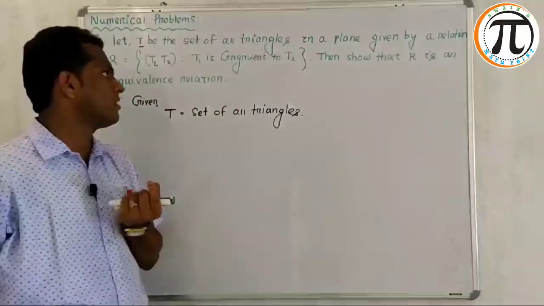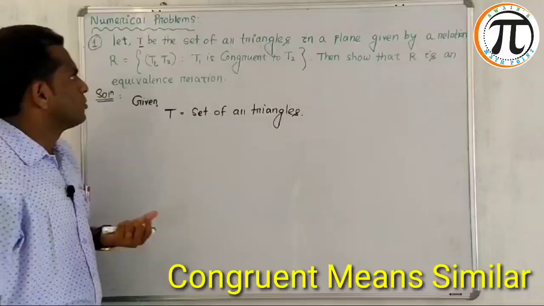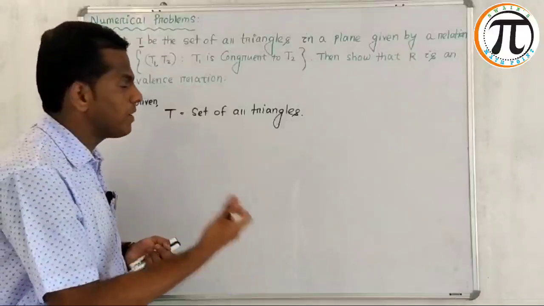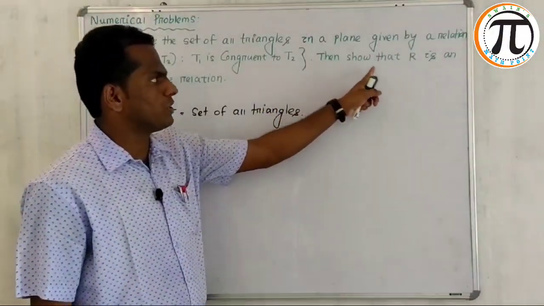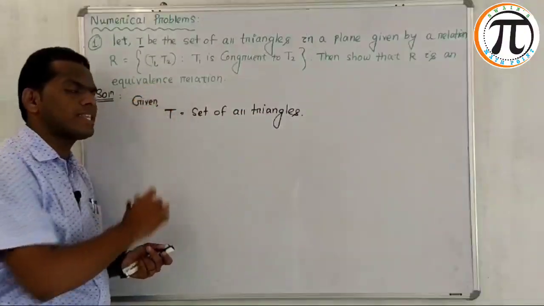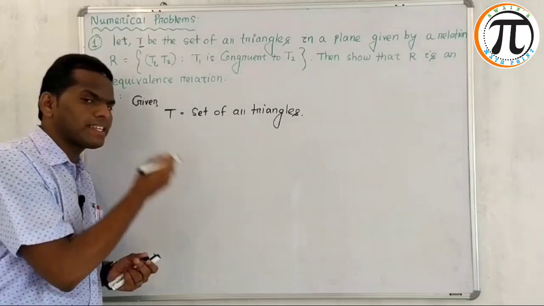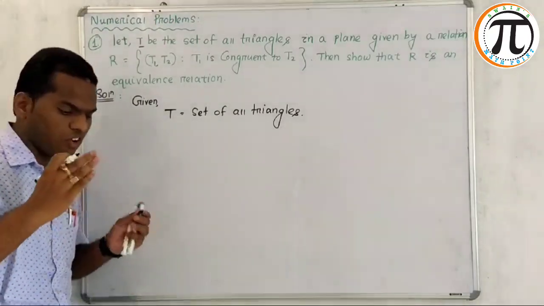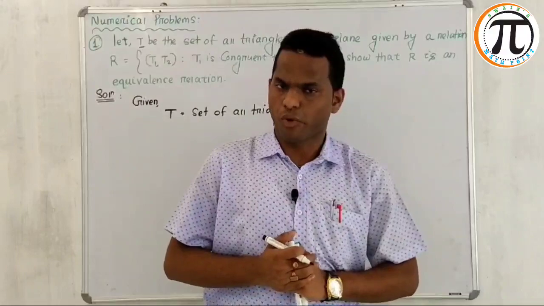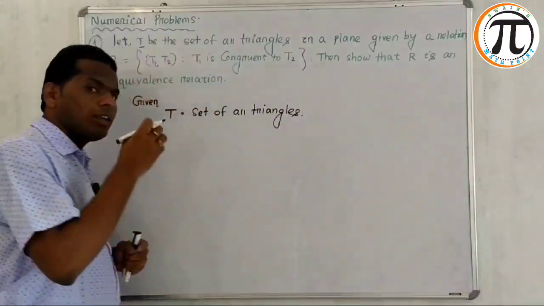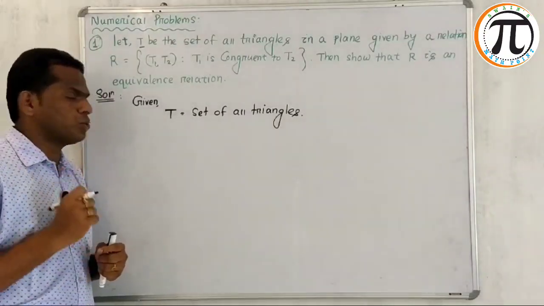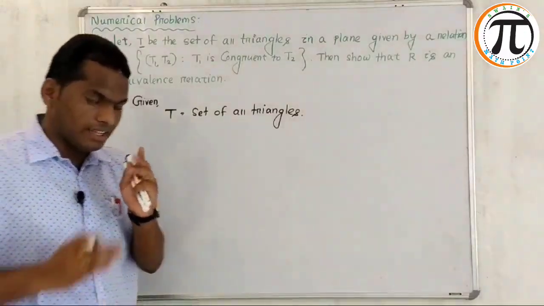You have studied this in 10th standard, SSS. So T1 is congruent to T2 means T1 is similar to T2, but you have to prove that R is an equivalence relation. What is the meaning of equivalence relation? When a relation is reflexive, symmetric and also transitive, when these three conditions are satisfied, the relation is an equivalence relation. So first check reflexive, then symmetric, then transitive.